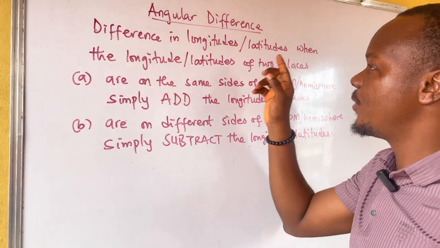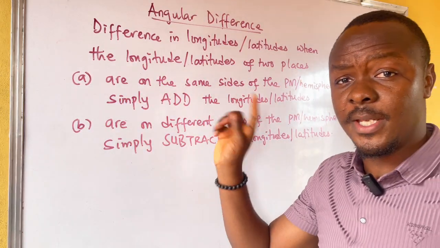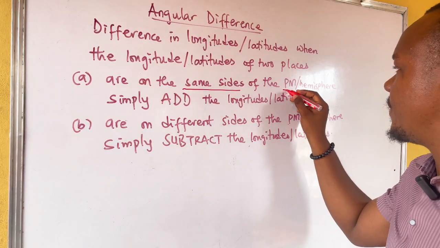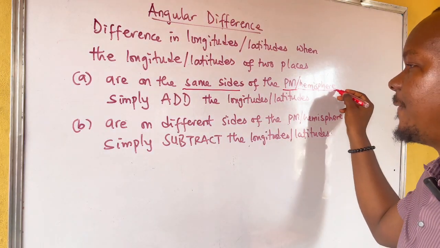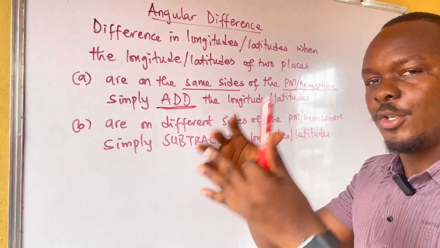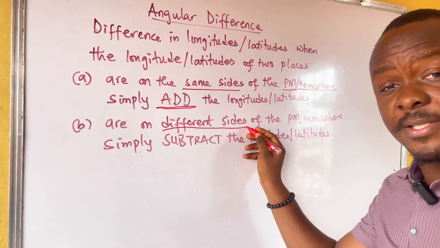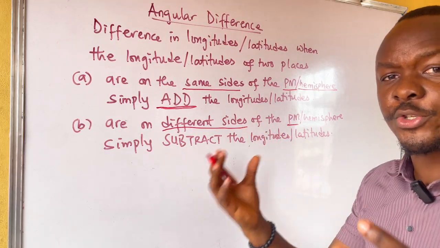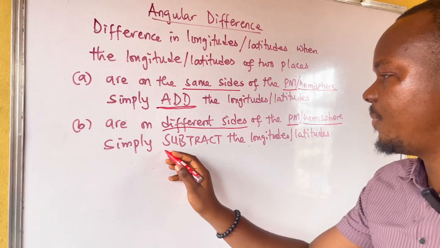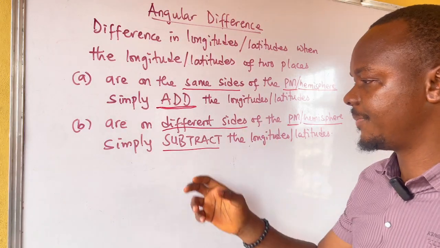Difference in longitude and latitude when the longitude or latitude of the two places are on the same side of the prime meridian or the hemisphere, you add. So when it's on the same side, you add. I'm going to show you. And when they're on different sides of the prime meridian, that is for the longitude, or hemisphere, that is for the latitude, you simply subtract. So let's look at how this is in practice.